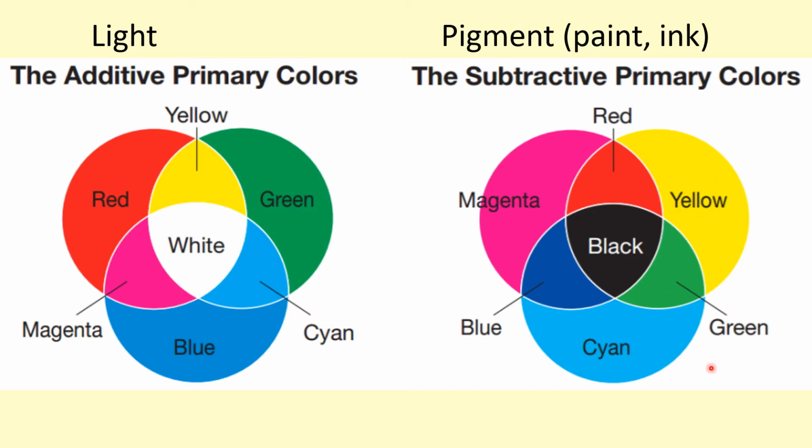So if you've ever had to get new colour ink cartridges, you'll notice that they're called CMYK. That's C for cyan, M for magenta, Y for yellow and K for black. I don't know why. Okay. So that's why they have those letters, because those are actually the primary colours of paint.